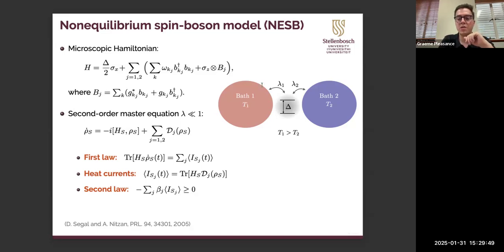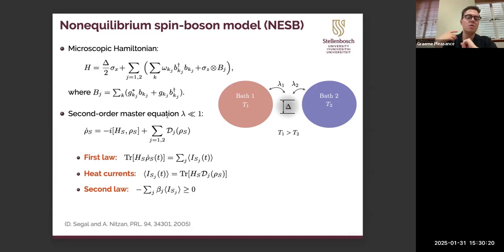So the idea behind this approach is that we assume our junction, or our two-level system, interacts weakly with each of these two reservoirs. For simplicity, we assume the interaction is the same for both reservoirs, where this parameter lambda sets the interaction strength. If lambda 1 is equal to lambda 2, and this is much smaller than the energy scales of our system, then we can apply the second order master equation to describe the heat current across this junction.